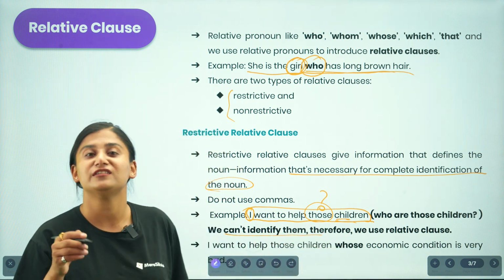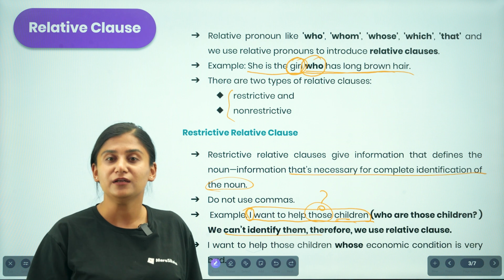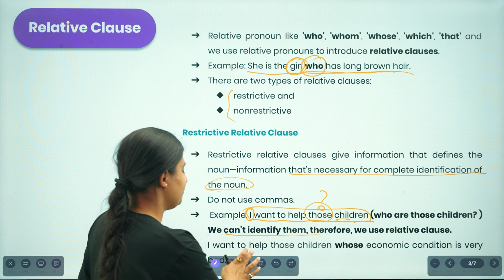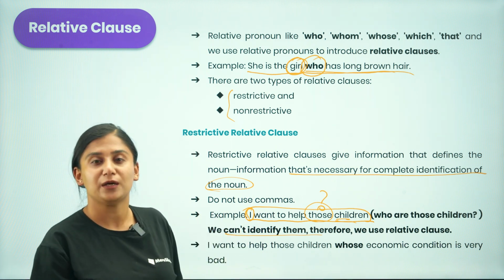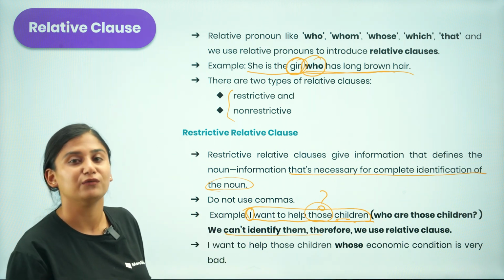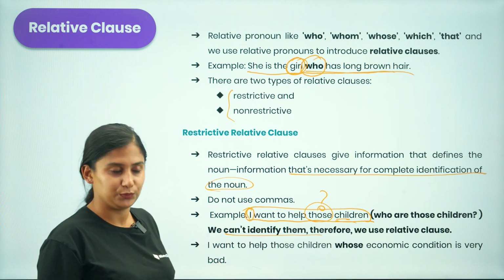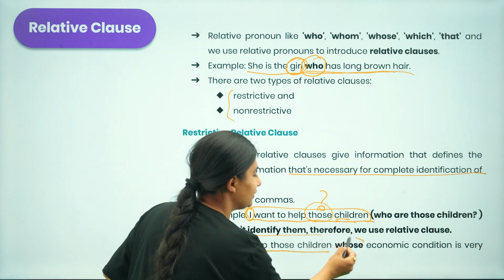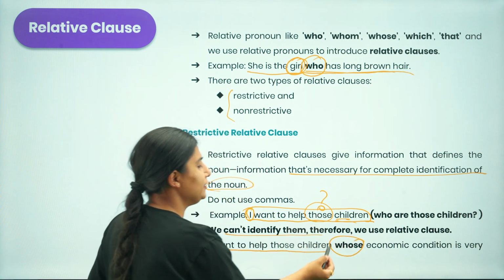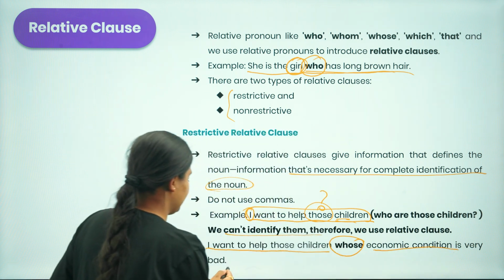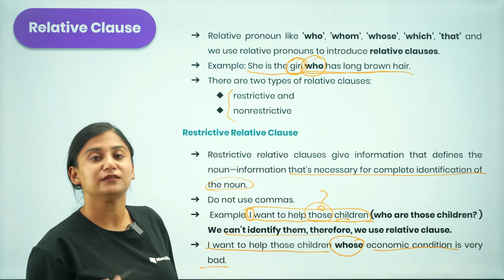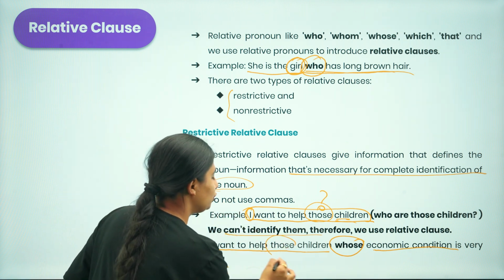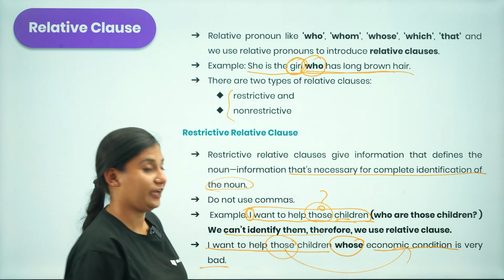Therefore, we are in need of the relative pronoun, and with the help of the relative pronoun you will be creating the relative clause. By adding the relative pronoun, we are able to present much more information about the noun that the speaker I is referring to. So the speaker is saying I want to help those children, whose is the relative pronoun, and then whose economic condition is very bad. What is I referring to here? I is talking about those children whose economic condition is very low.